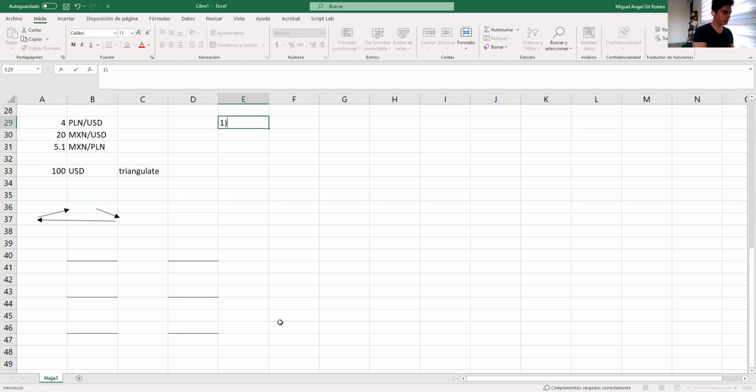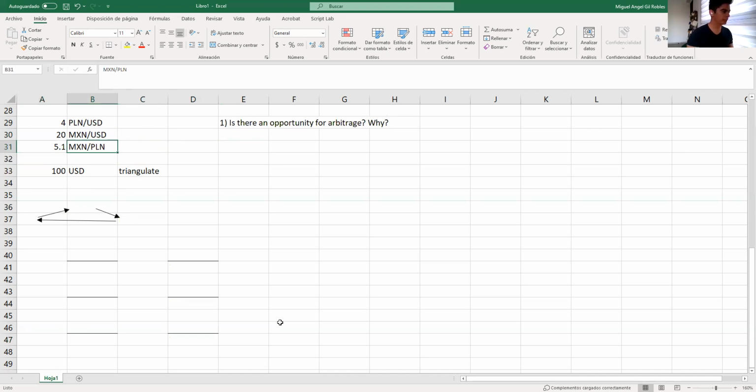So the first question that I will be asking you every time that I ask you to find an arbitrage opportunity is: is there an opportunity for arbitrage? Or is it possible to make arbitrage? How do you answer this question? You answer this question by calculating the cross rate.